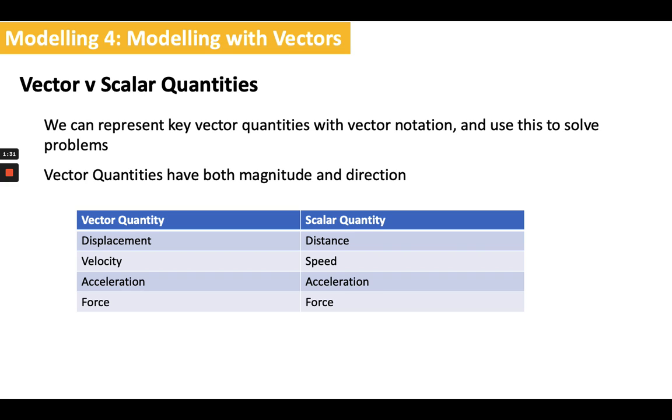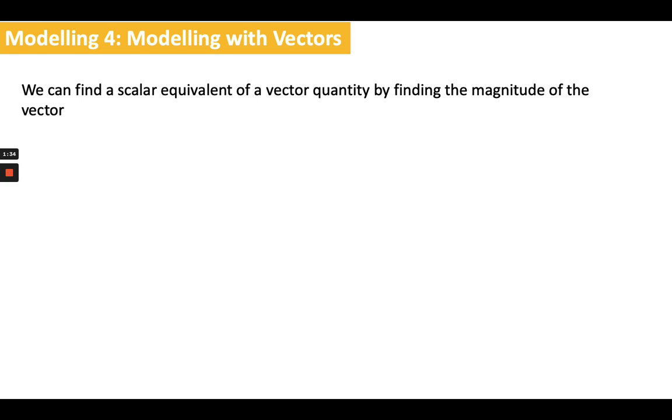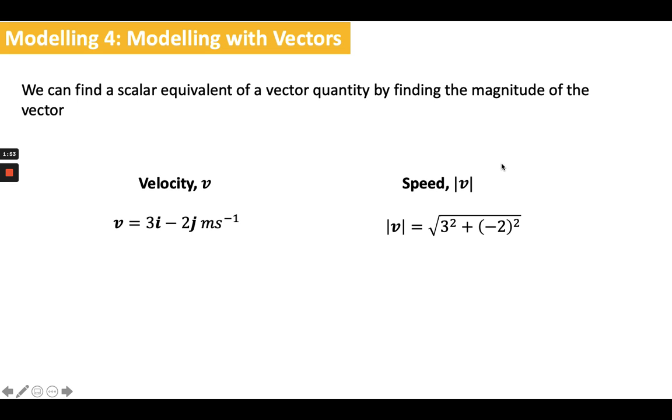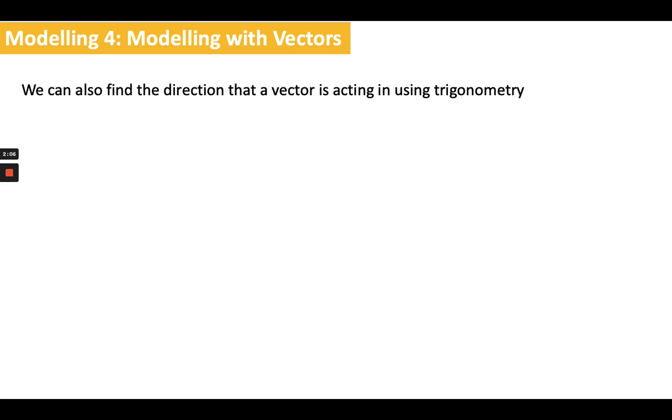So one key skill, and this is something that we've done before, is being able to find a scalar equivalent of a vector quantity, and that's by using the magnitude of that vector. So if I have a velocity v, which is 3i minus 2j meters per second, I can find the speed, which you can see I've used the magnitude of the vector v to show me. I can use Pythagoras to find the magnitude of the velocity, so the speed, as root 13 meters per second.